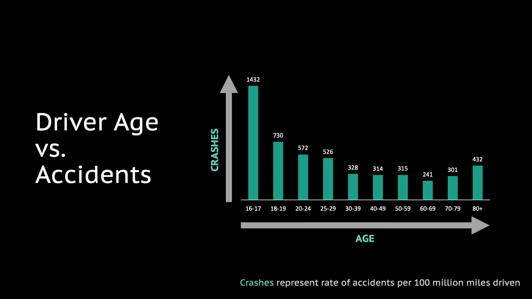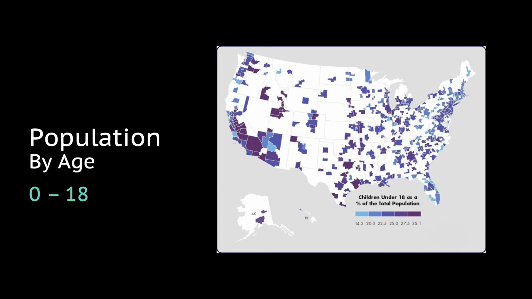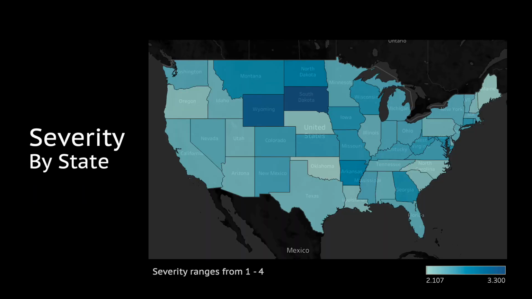Now for other relationships, we have driver age versus accidents. So as you can see here, the people in the lower age groups, which are 16 to 17, they have the most number of car crashes. And this is also reinforced when we look at a map of the population by age. And we can see that the states like California, which has the most number of car crashes, they have the most of the population in the age group of 0 to 18, which are youngsters as well.